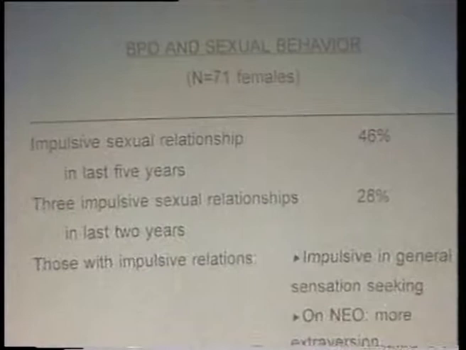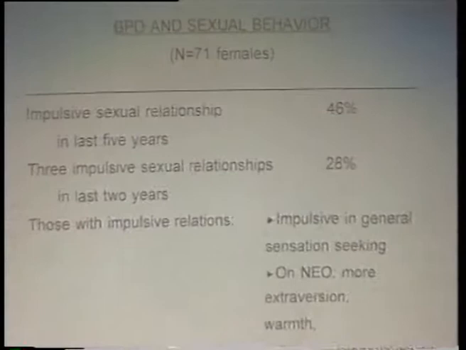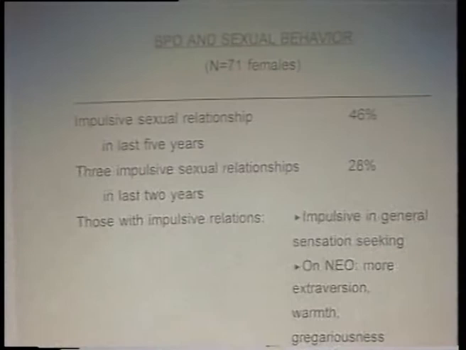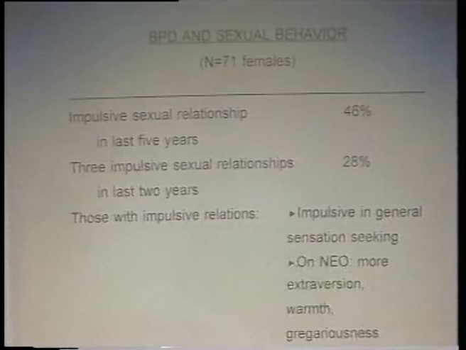First of all, there is a group of borderline women who are at high risk for AIDS. They have multiple partners. They have impulsive evenings. That means with people they don't know. One night stands.